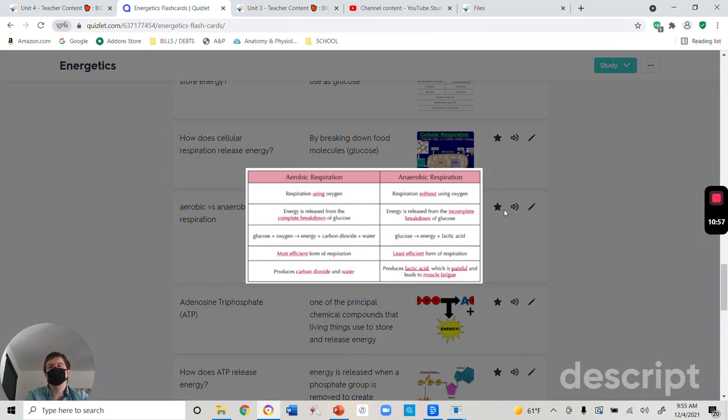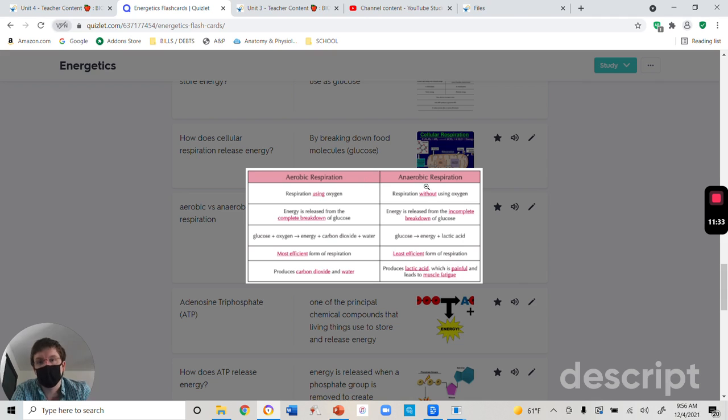So aerobic, you guys might have heard the phrase aerobic exercise. Aerobic just means in the presence of air. So aerobic respiration is when we are generating energy in the presence of oxygen. Energy is released from the complete breakdown of glucose. So in aerobic respiration, we break down glucose in the presence of oxygen, and we end up with energy, carbon dioxide, and water. So standard cellular respiration. It is the most efficient form of respiration, and it produces carbon dioxide and water.